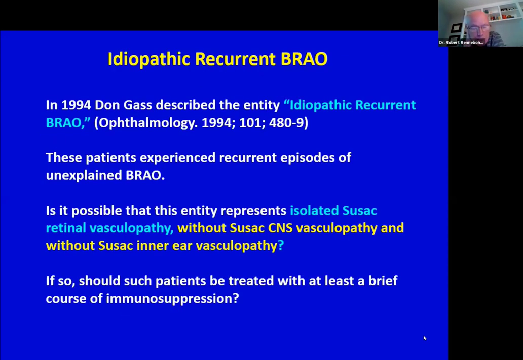Speaking of isolated BRAO, you may recall that in 1994, Don Gast described a small series of patients who experienced recurrent episodes of isolated, unexplained BRAO. He called this phenomenon idiopathic recurrent BRAO. But is it possible that this entity represents Susac retinal vasculopathy without Susac CNS vasculopathy and without Susac inner ear vasculopathy? And if so, should such patients be treated at least briefly with a course of immunosuppression?